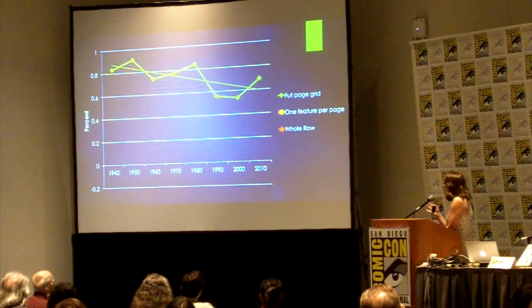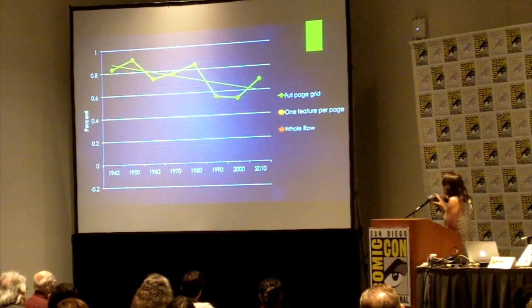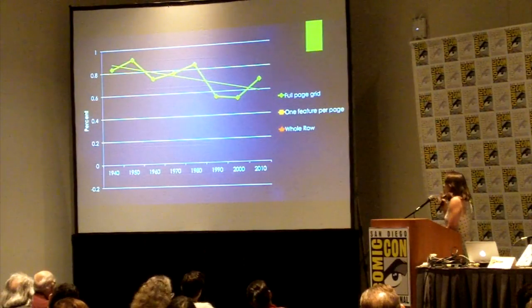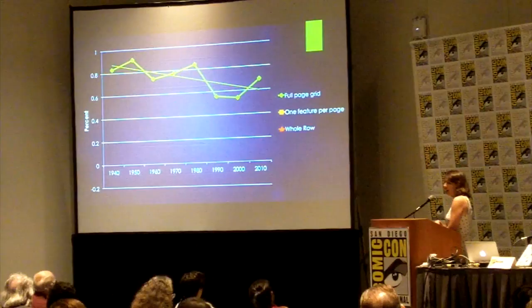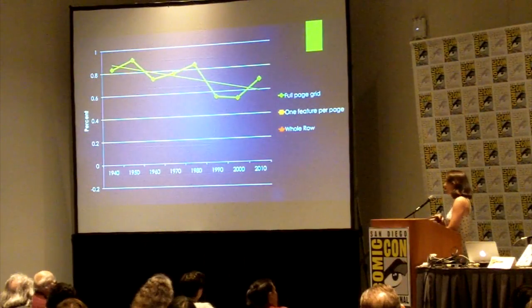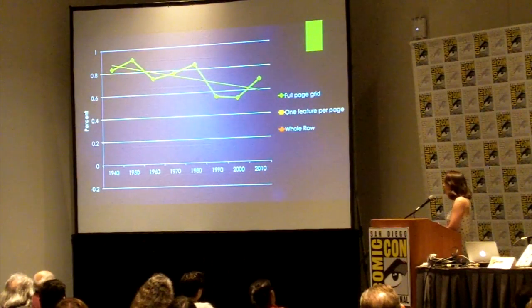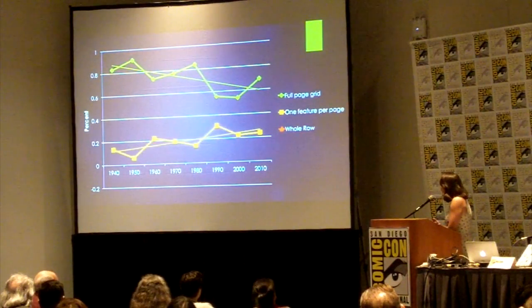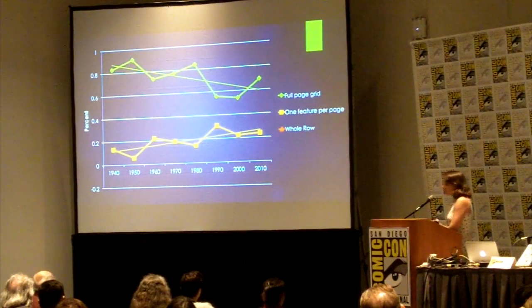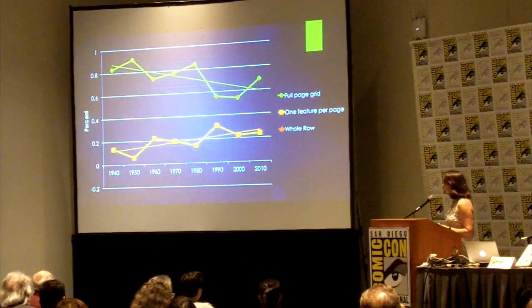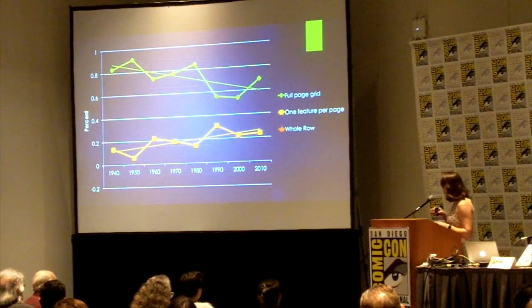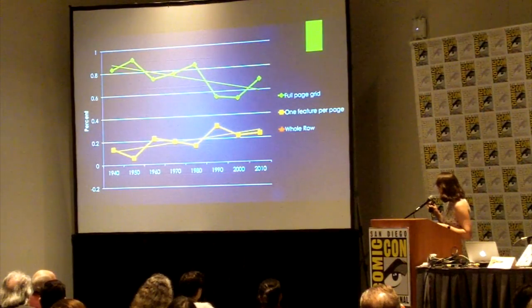So this first line here is full page grid. This is for all the pages that had entirely grid panels on them, like that Captain Marvel example I first showed you. And this did have a gradual increase. The next line we'll look at is one feature per page, which is the deviations from the z-path when there's at least one of those present on a page, which did have a slight increase, again almost inverse to the full page grid line that we see.